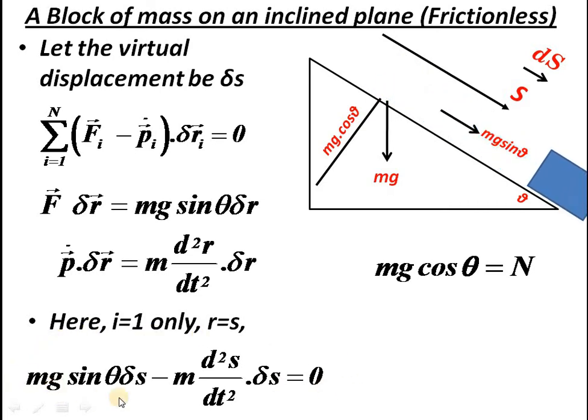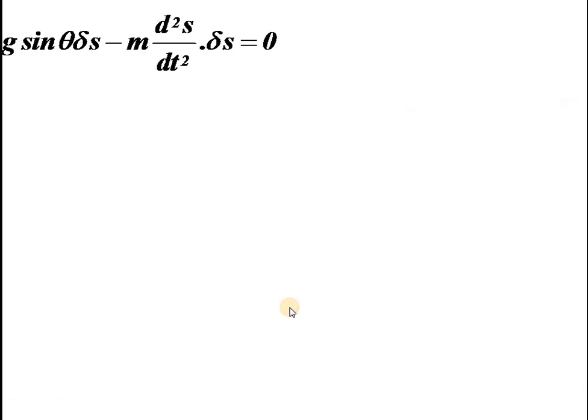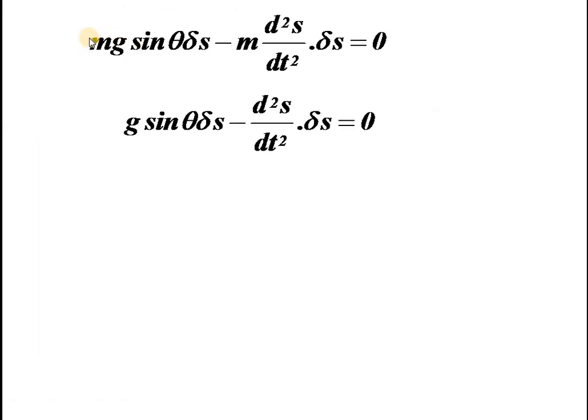So here D'Alembert's principle is written. Now you can identify this with D'Alembert's principle. The summation is removed because only one particle is there. So the mass you can cancel. So you have g sin theta delta S minus d square S by dt square delta S equal to 0.